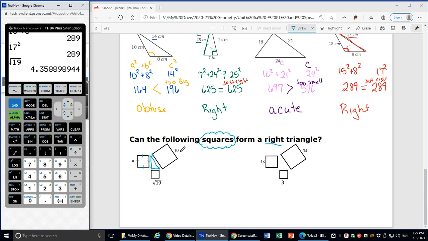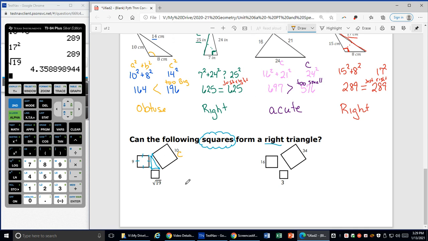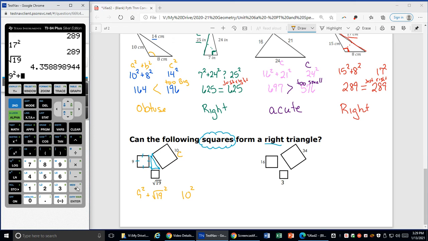Okay, so this is what I'm going to test as my c squared. When I'm testing, I'm going to test the 10 as my c. So let's see. I'm going to do my first one, 9 squared, plus the square root of 19 squared. Does that equal 10 squared? Okay, I'm going to type this in my calculator just like I see it. 9 squared plus the square root of 19.